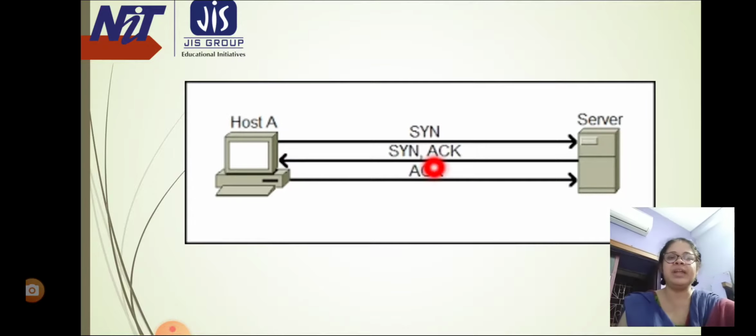It is explained with the help of a diagram. Host A establishes a connection with the server and the synchronization sequence number is sent. Then the server, after successful connection, sends an acknowledgement message along with the synchronization sequence number, and then the host, on receiving this SYN and ACK, again sends the acknowledgement.